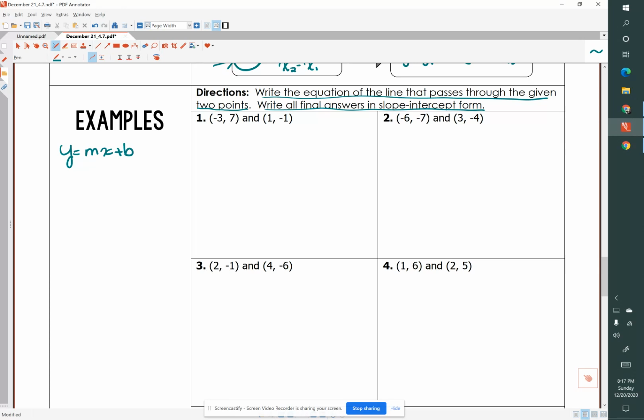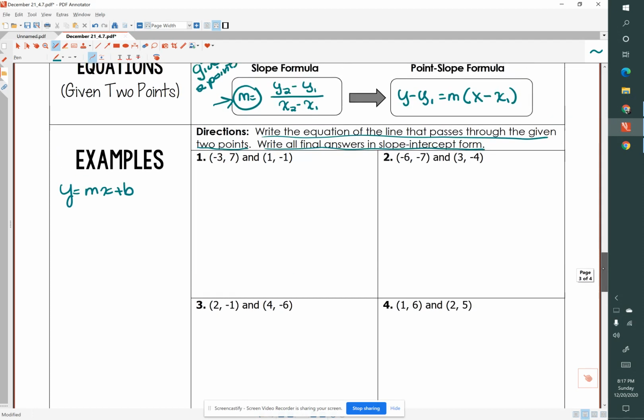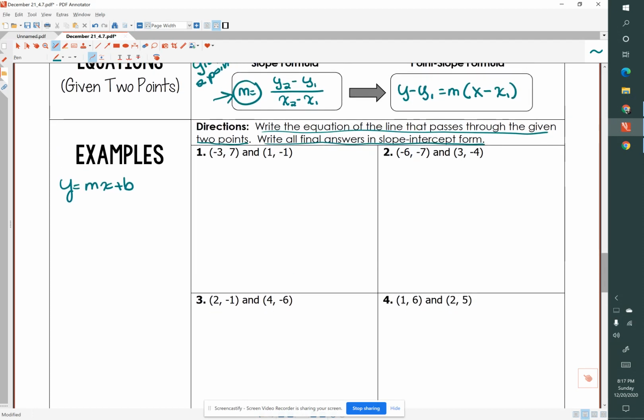So we're going to start with our slope formula. Let me roll this down. We have our y sub 2 minus y sub 1 over x sub 2 minus x sub 1. So we'll call this our x sub 1 and our y sub 1. We'll call this our x sub 2 and our y sub 2. Then we start with m equals y sub 2 minus y sub 1.